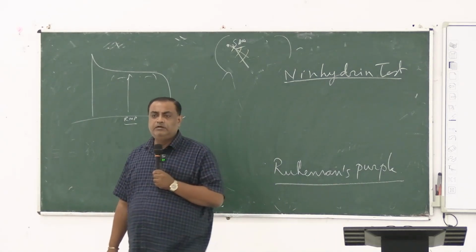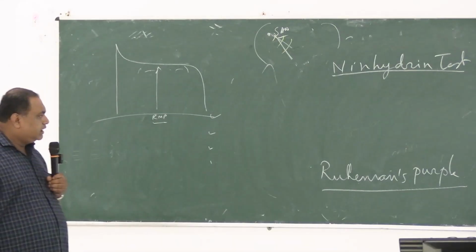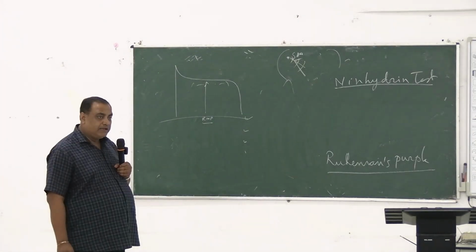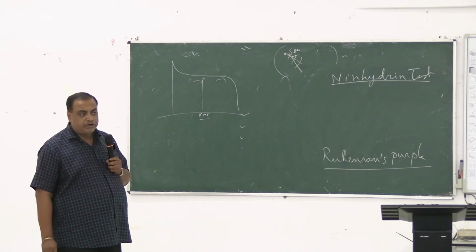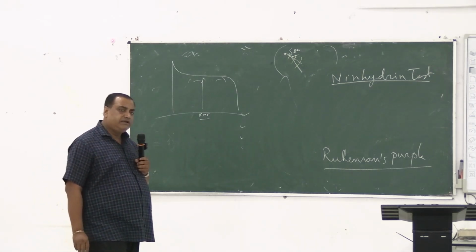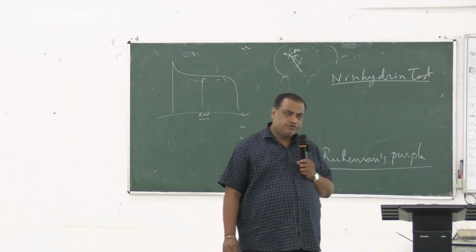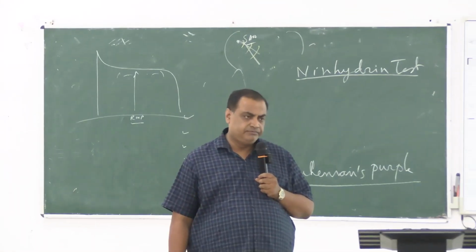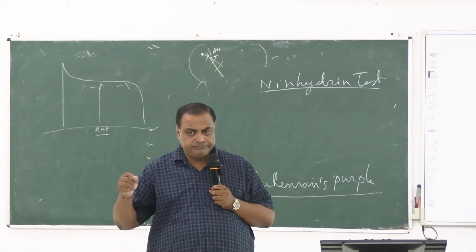It has a name called Ruhemann's purple. This particular color can be measured at 570 nanometers to find out the concentration of amino acid. So can we test the presence of amino acid in a solution? The test is the ninhydrin test. We mix ninhydrin solution and then apply heat. Slight heat is sufficient; heat it, do not boil.